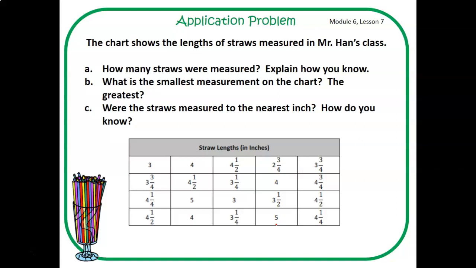Were they measured to the nearest inch? No, because I see some 1/2 inches in there, and I see some 1/4 inches in there. So they were measured to the nearest 1/4 inch. How do I know? Well, because I look at it and I see that there are 1/4 inches, and that is the smallest that I see, so I know it's 1/4 inches.